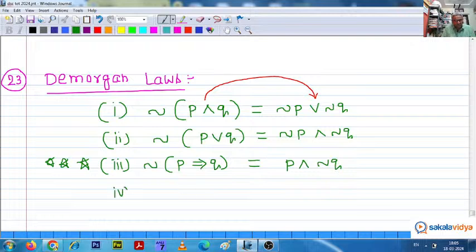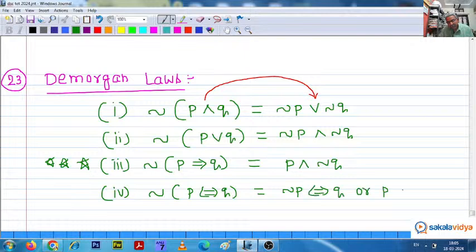So, the fourth point, this is a very important point, double implication. So, negation of P if and only if Q is equal to negation P if and only if Q, or you can write P if and only if negation Q. These are the De Morgan laws, very important, please note down.